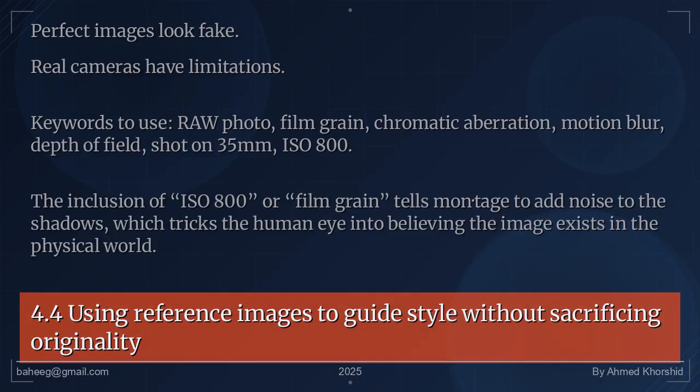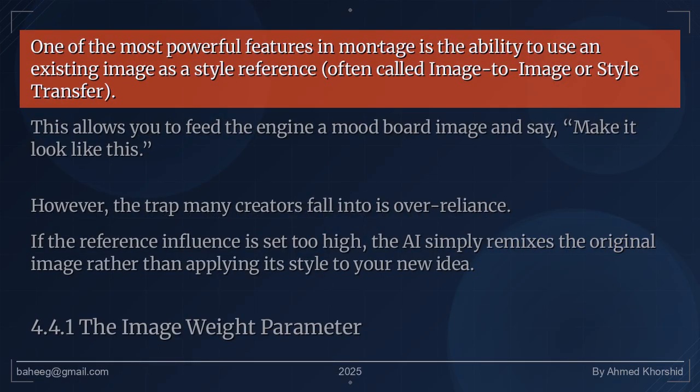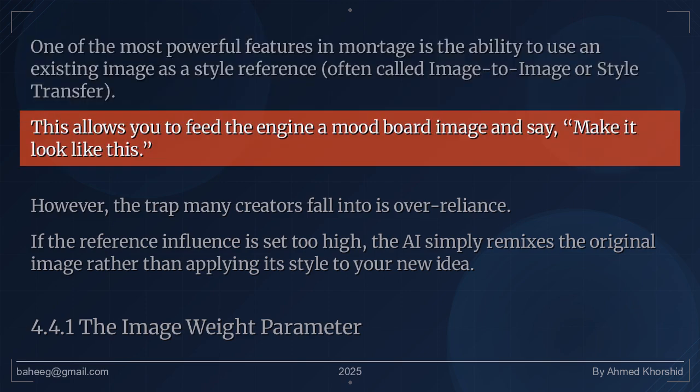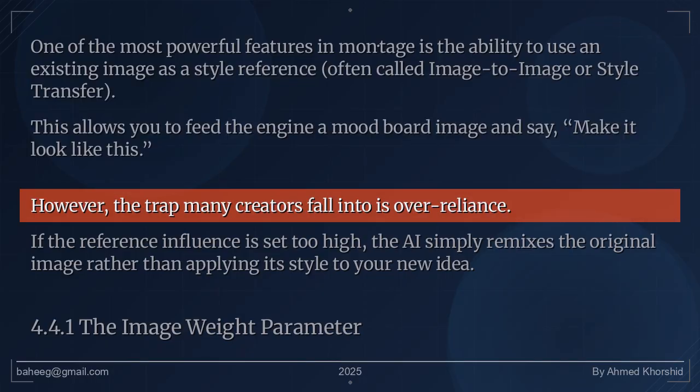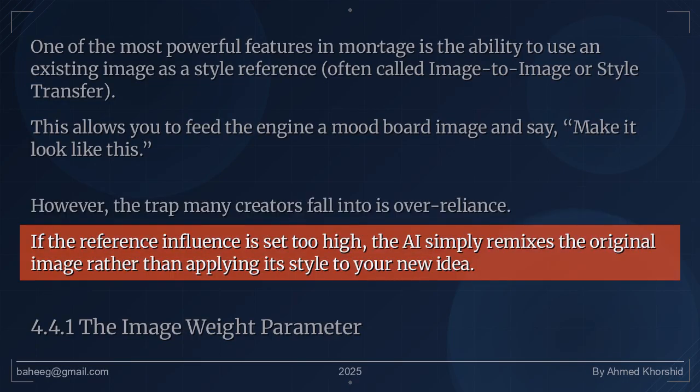4.4 Using reference images to guide style without sacrificing originality. One of the most powerful features in Midjourney is the ability to use an existing image as a style reference, often called image-to-image or style transfer. This allows you to feed the engine a moodboard image and say, "Make it look like this." However, the trap many creators fall into is over-reliance. If the reference influence is set too high, the AI simply remixes the original image rather than applying its style to your new idea.